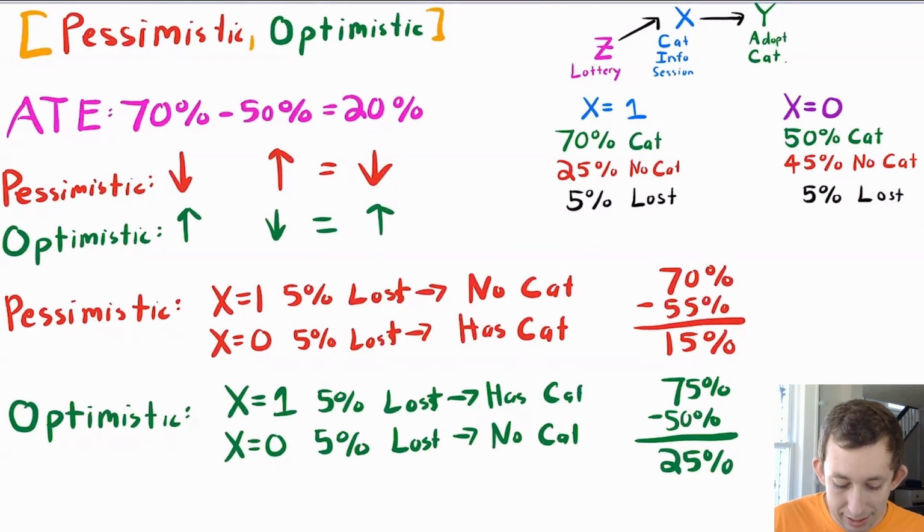On the other side, if we want to make this average treatment effect as large as possible, let's assume that the 5% of people in the treated group who didn't answer our survey did get a cat. Further, let's assume that the 5% of people who didn't answer our survey who were in the control group didn't get a cat. We're going to make this number as big as possible, and that's going to give us an average treatment effect of 25 percentage points.